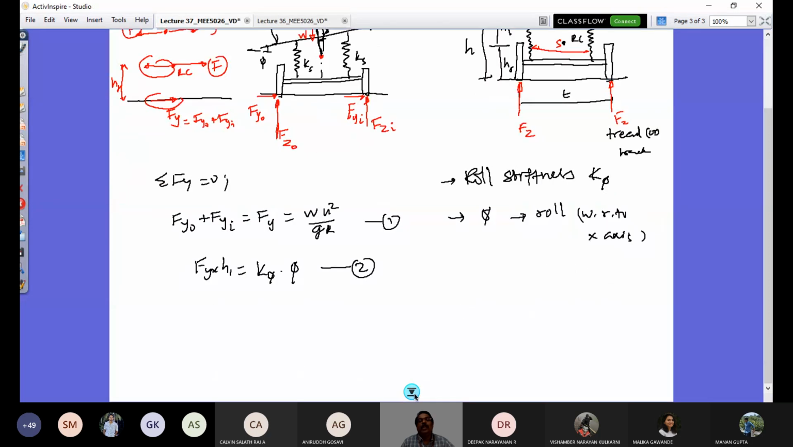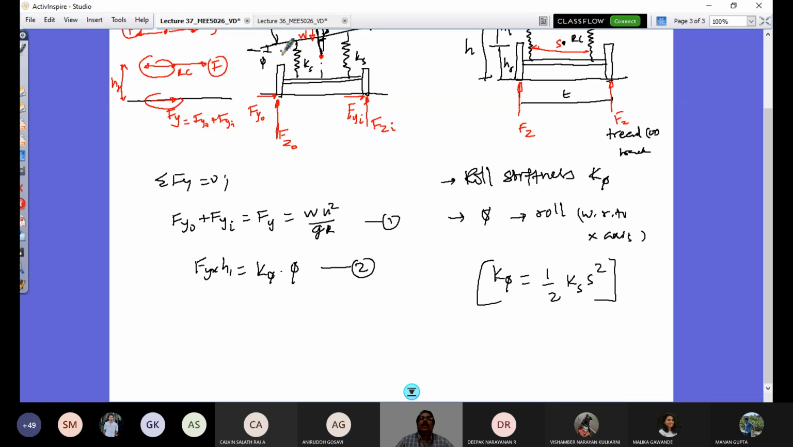How do you get to your roll stiffness of the vehicle? That roll stiffness K phi can be obtained in terms of spring vertical stiffness Ks, and that would be half into Ks into S square, where S is the separation distance of these springs. So this can be easily proved by looking at with respect to static equilibrium position.